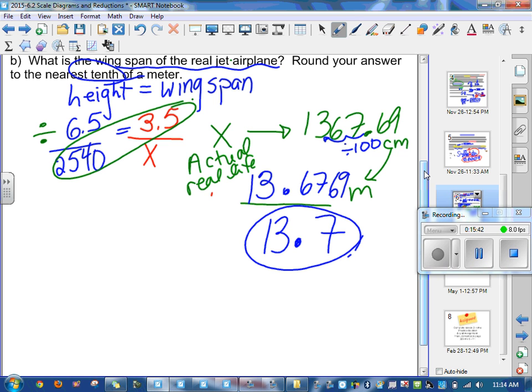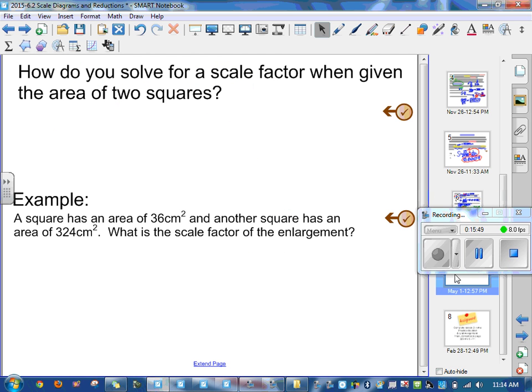All right, moving on. Our next question asks us, how do you solve for a scale factor when they give you area? They're going to give you areas of 2 squares. Well, area we know is what? What kind of unit is area? Okay, length times width. What kind of unit? Squared units. So how would I get rid of a squared sign, do you think? What do we used to do to get rid of squared signs? Square roots. Good, you square root them.